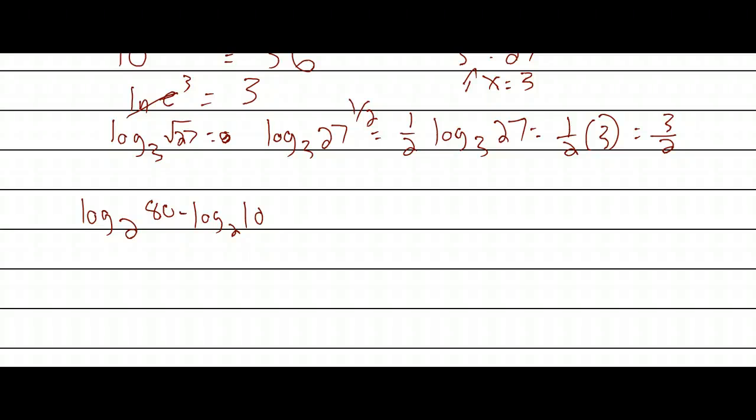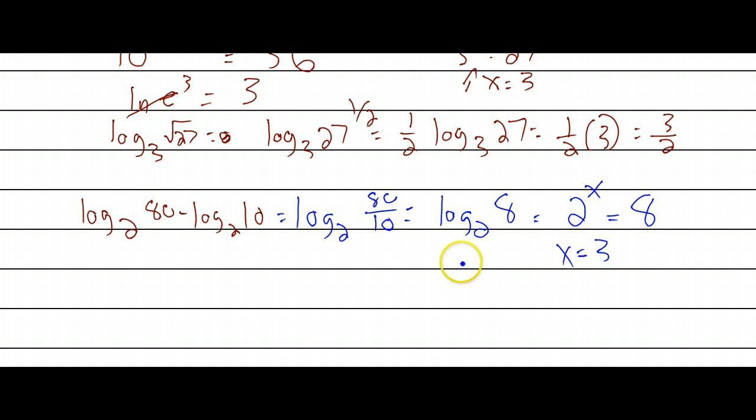So when you're subtracting them, you divide the insides. So this becomes log base 2 of 80 over 10. 80 divided by 10 is just 8. Now this you do know. So it's 2 to the x is equal to 8. So x is 3. So log base 2 of 8 is just 3. All right.